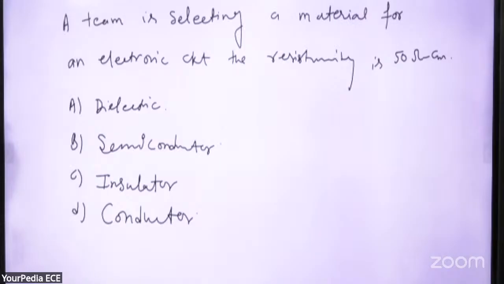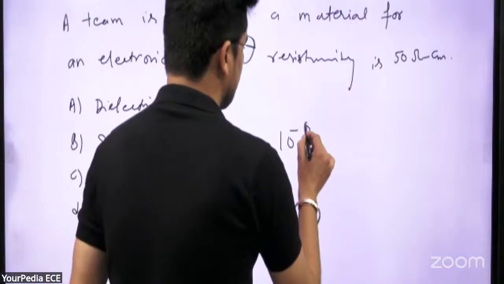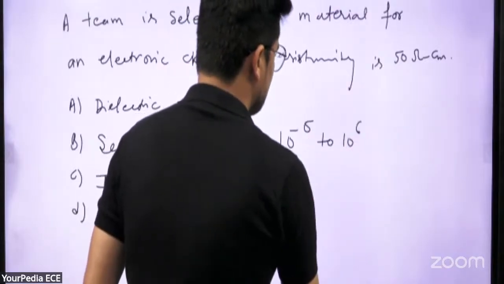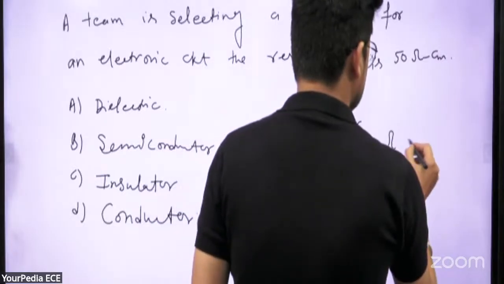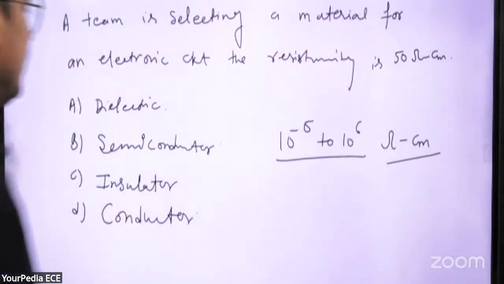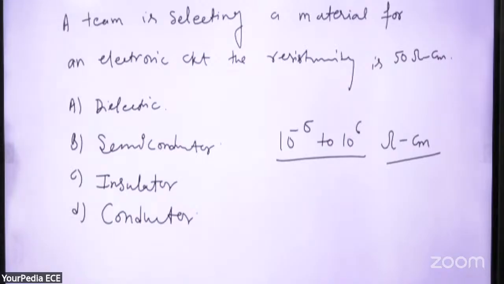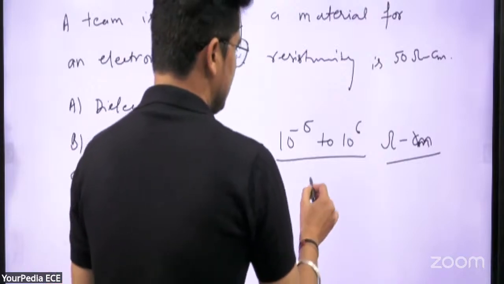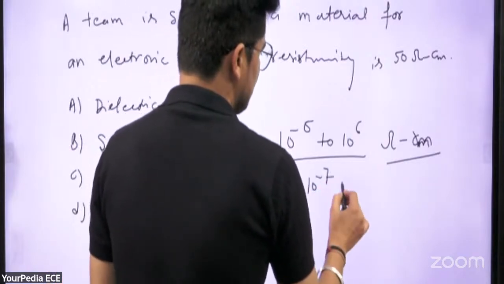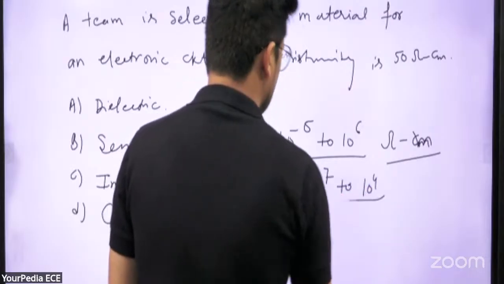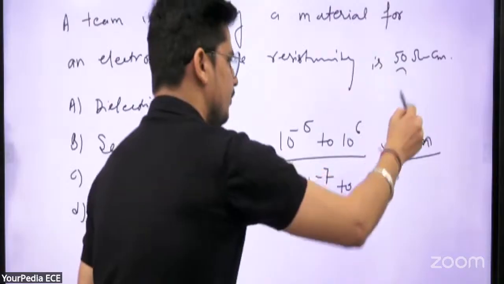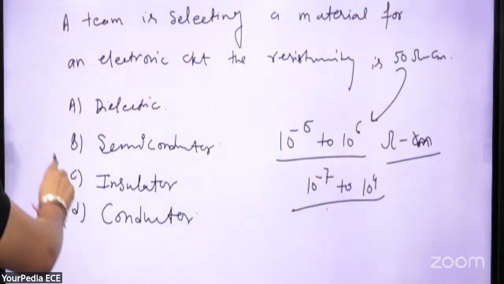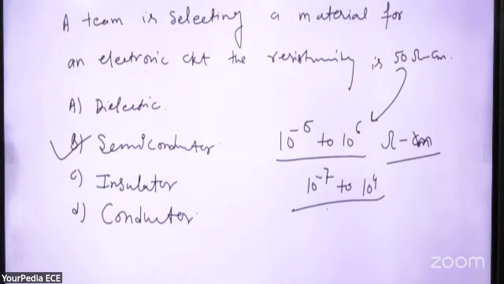If I come to the range, that will be 10 raised to power minus 5 to 10 raised to power 6 ohm meter. That is the resistivity, sorry, not conductivity, resistivity of semiconductor material. Oh sorry, this is in meter, not centimeter. When you convert this into centimeter, it becomes 10 raised to power minus 7 to 10 raised to power 4. So the 50 ohm centimeter will lie in this range. So he should choose semiconductor material, right? So basically these are the questions from EDC.